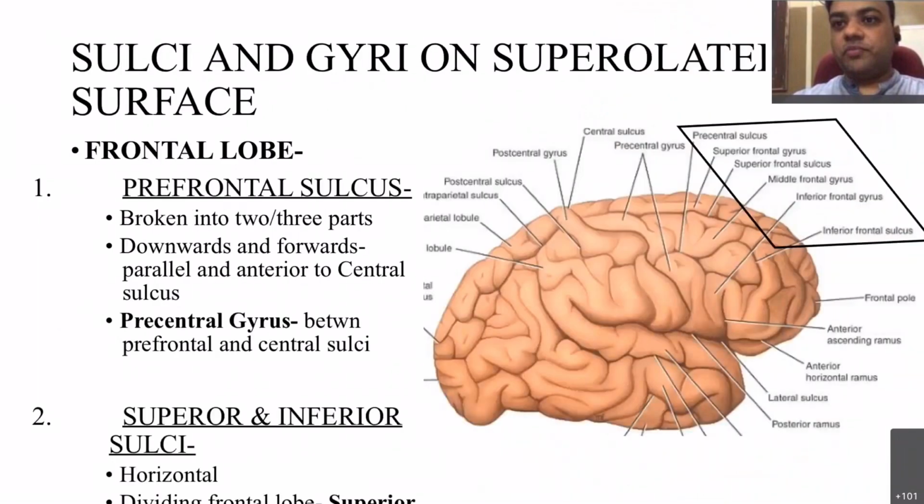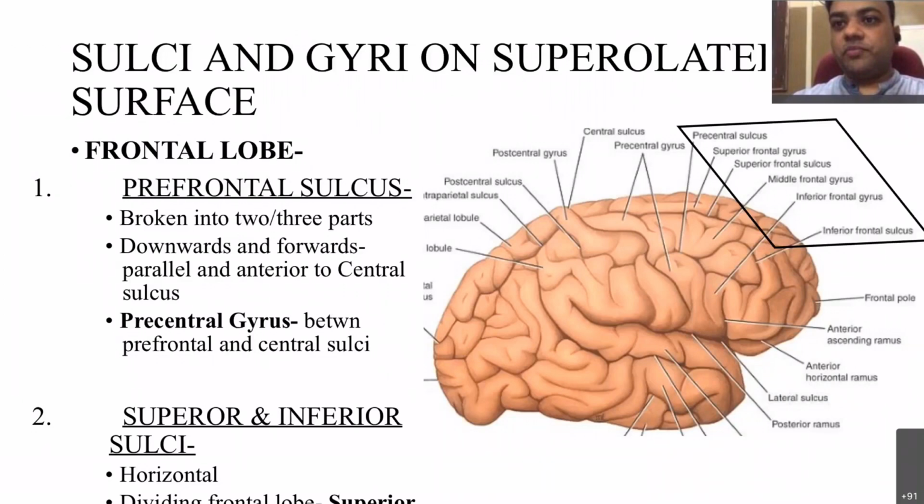Now we will see the other smaller subdivisions of all the lobes of the brain, the cerebral hemisphere. So first we will see on the supralateral surface. You can see here on the frontal lobe, in the diamond shape or rhomboid shape box I have drawn, all these labelings are coming. These are the gyri and sulci coming under this frontal lobe, right?